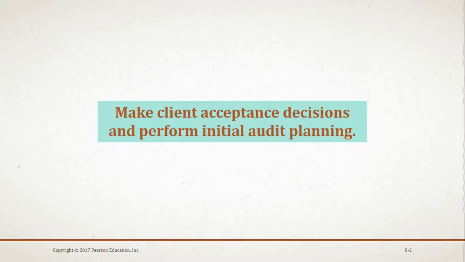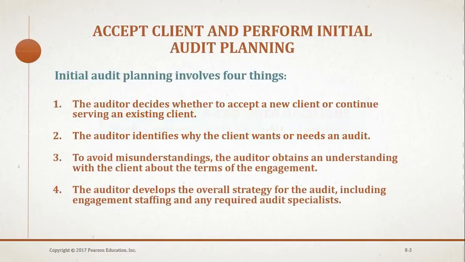In this short video, we will attempt to explain how to make client acceptance decisions and perform initial audit planning. Initial audit planning involves four things, all of which should be done early in the audit. The auditor decides whether to accept a new client or continue serving an existing one. This determination is typically made by an experienced auditor who is in a position to make important decisions. The auditor wants to make this decision early, before incurring any significant costs that cannot be recovered.